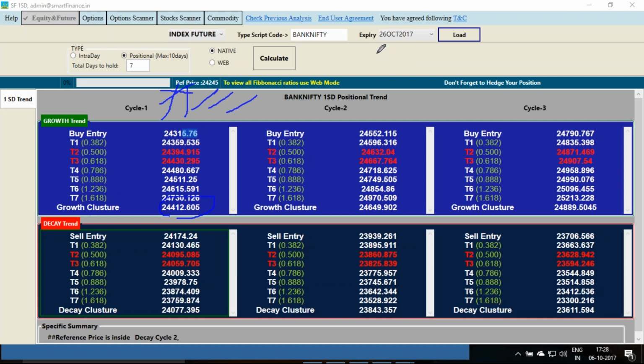And if you know about the Fibonacci fan line or Fibonacci arc concept, this is the price point which has a presence in the mid Fibonacci fan line and mid Fibonacci arc. That is also another definition of cluster.